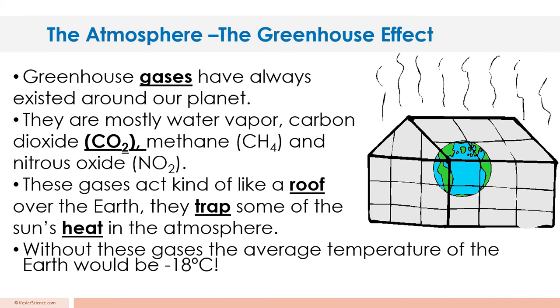So now we talk about the greenhouse effect. Greenhouse gases have always existed around our planet. They are mostly water vapor, carbon dioxide (CO2), methane, chemical name CH4, and nitrous oxide, which we write as N2O. These gases act kind of like a roof over the Earth, so they trap some of the sun's heat in the atmosphere. You can also think of it as a blanket. These atmospheric gases act as a blanket around the Earth, which is good in the sense that it keeps our climate in check. As you'll see, without these gases, the average temperature of the Earth would be negative 18 degrees. So without our atmosphere, Earth would be really, really cold.